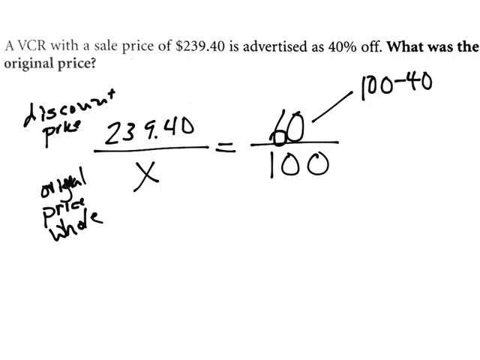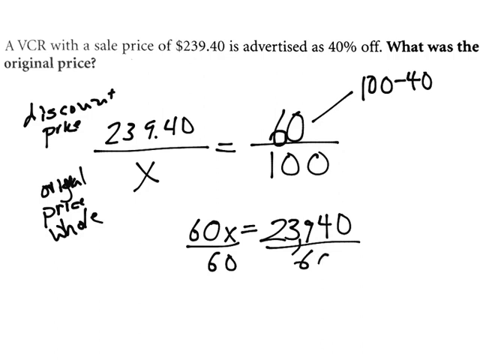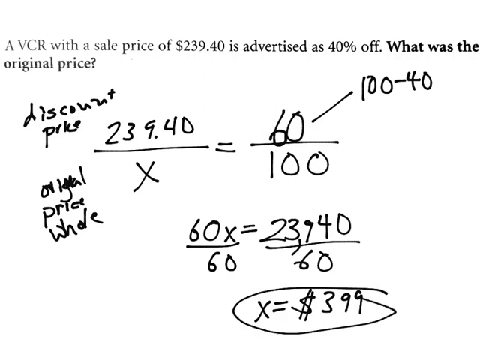If we cross multiply, we end up with 60x equals 23,940. Divide by 60. X equals $399. That is the original price.